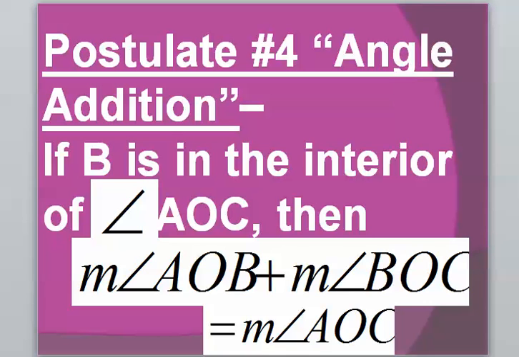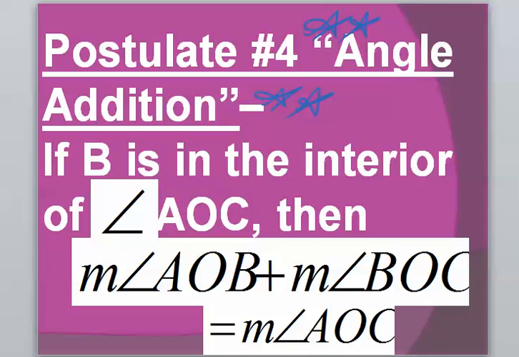Postulate 4, kind of like segment addition, is called the angle addition postulate. And again, we're going to use the name of this. Very important. We need to know angle addition postulate. This says if B is in the interior of angle AOC, then the measure, the M stands for measure, of angle AOB plus the measure of angle BOC equals the measure of angle AOC. And we're going to go to the next slide and we're going to draw a picture.